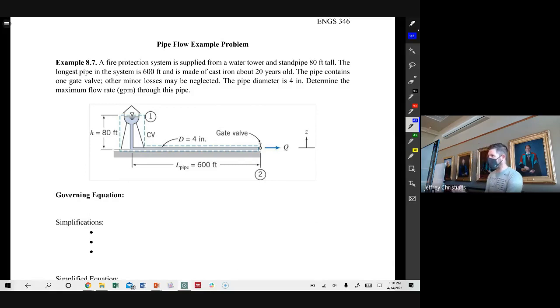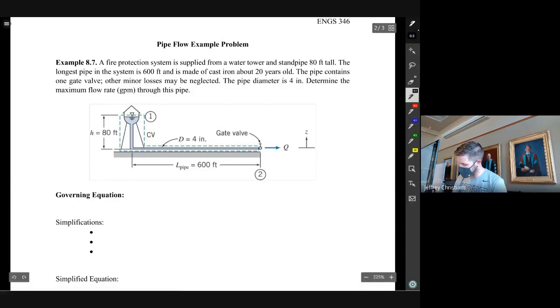So when we have pipe flow problems, the big general equation that you're going to start with is the head loss equation. So you're going to write the total head loss is equal to P1 over rho plus alpha, the total energy at control surface 1, right? The total mechanical energy minus the total mechanical energy at control surface 2. So pressure, kinetic, and potential.